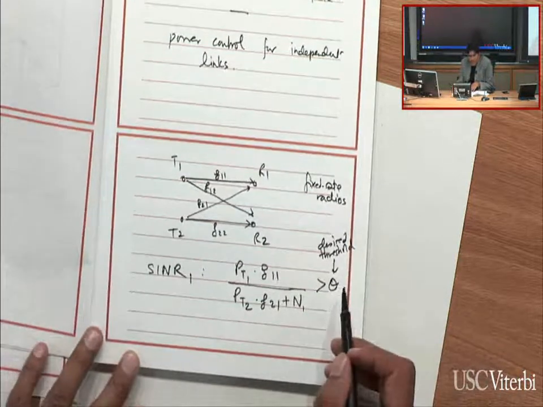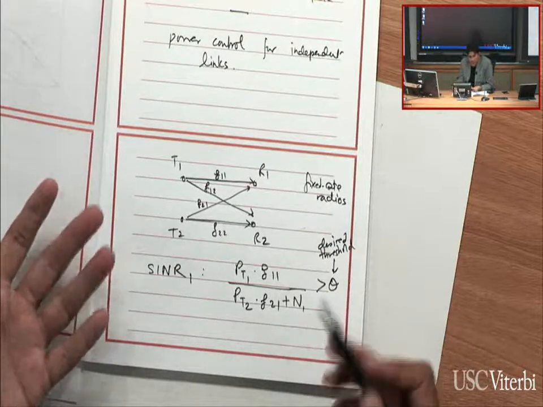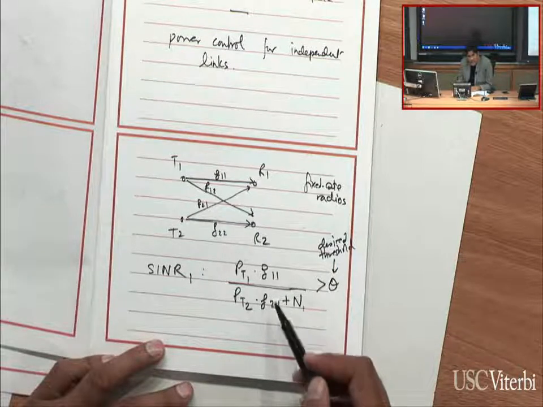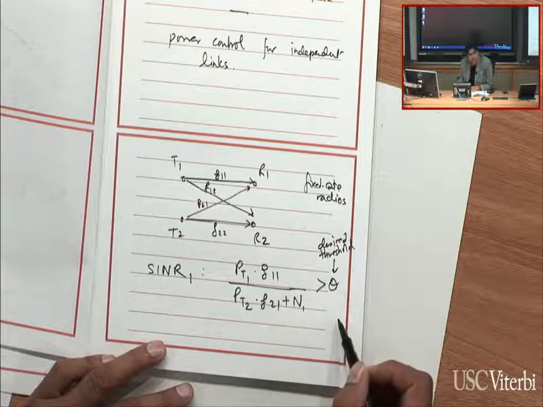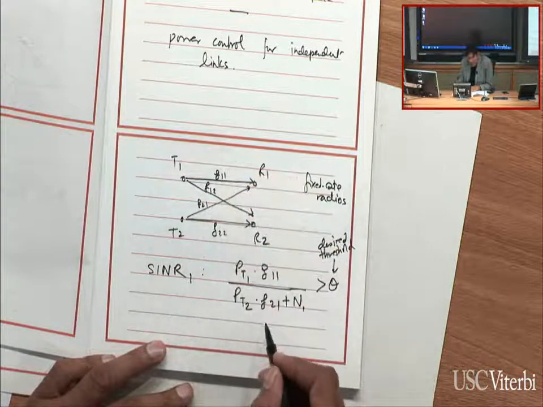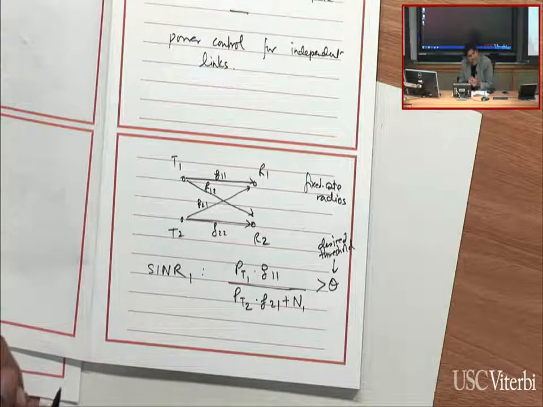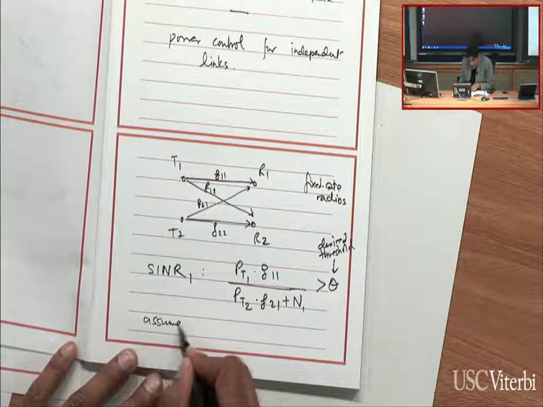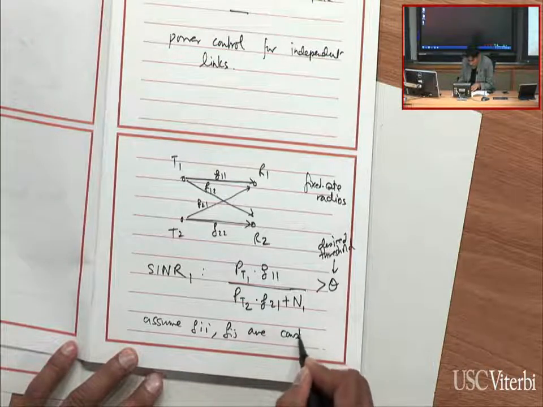For now, we're not worrying too much about the probabilistic world that we live in. In fact, these gains may be subject to fading. They may be random variables, in which case this itself is a probabilistic event. But for now, we're assuming that these are just instances drawn from that distribution. For now, think of them as constant. Okay. So assume G11, G12 are constant.